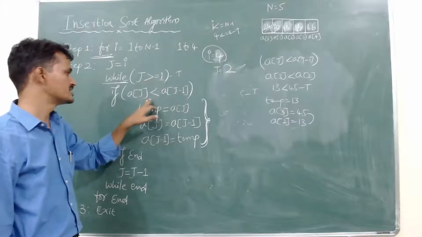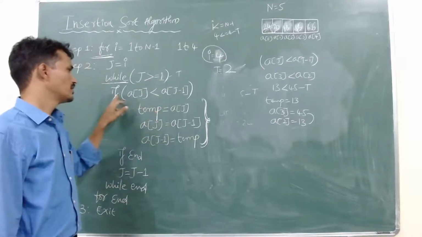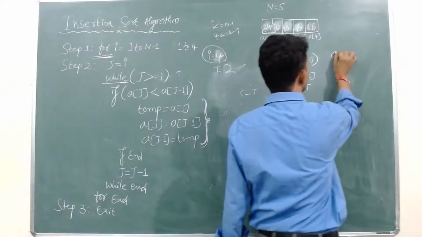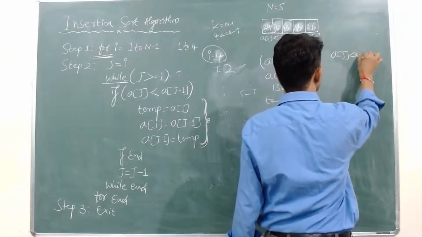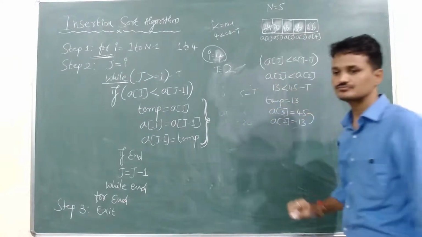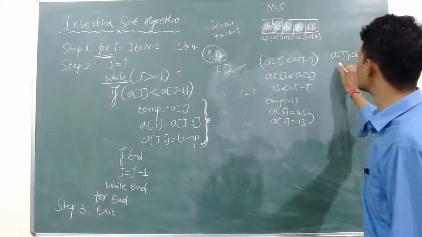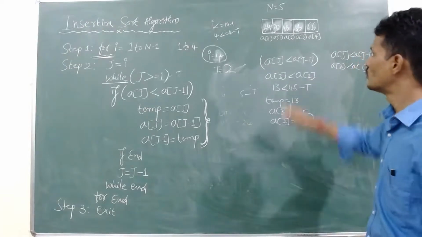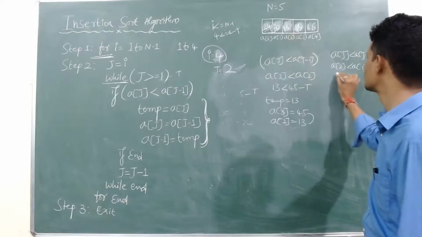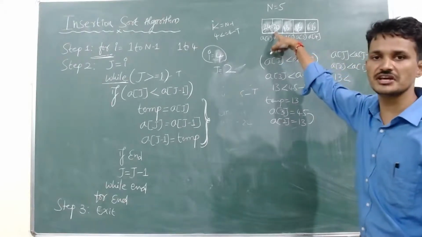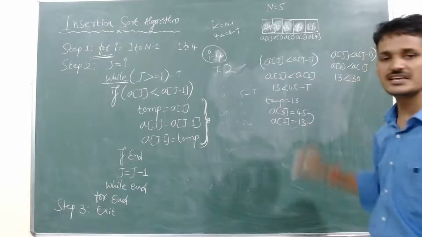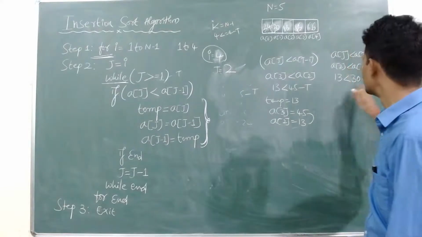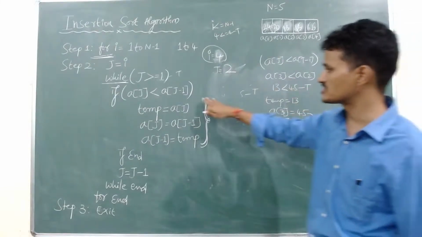When this condition is true, we'll enter into this if condition. If A of j is less than A of j minus 1. Now, A of j means A of 2 is less than A of j minus 1 means A of 1. What is the value stored in A of 2? 13. 13 is less than what is the value stored in A of 1? 30. 13 is less than 30. Yes, it is true. When this condition is true, I need to interchange using these three statements.